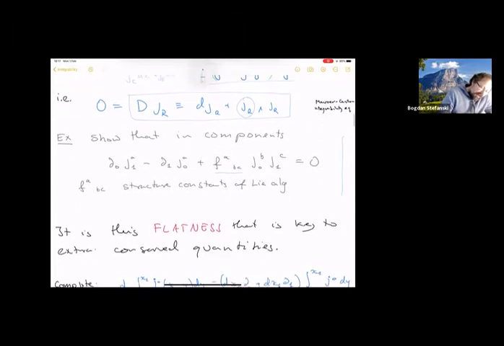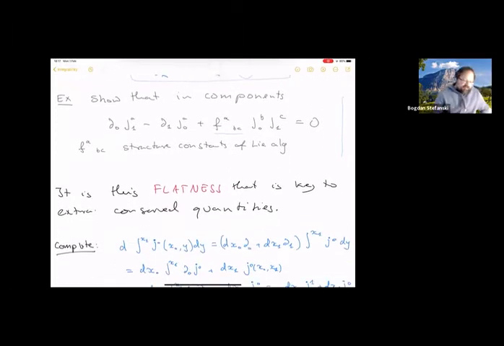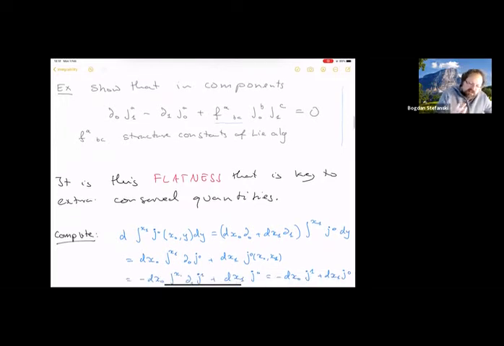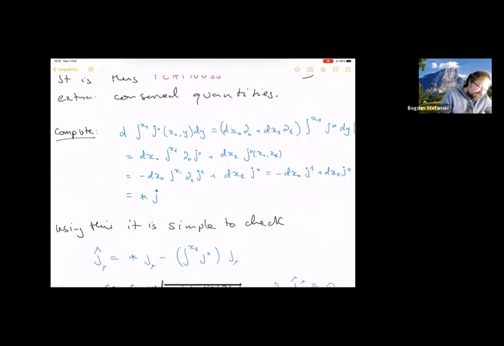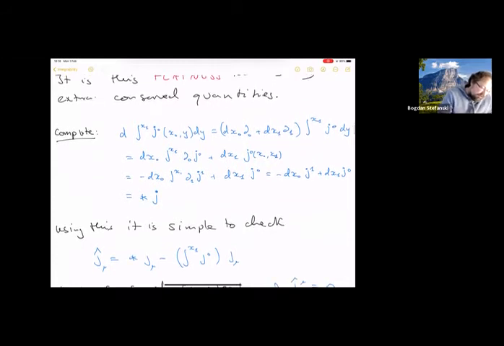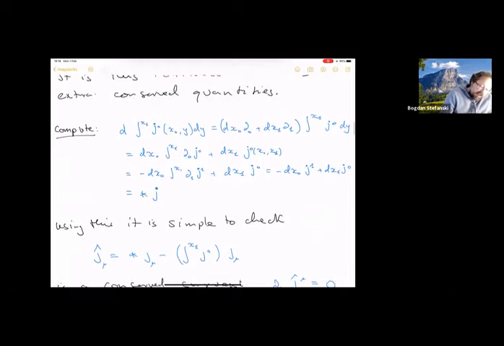Okay, now it's precisely the flatness of this connection, the flatness of these currents, rather, sorry, that allows us to find extra conserved quantities. So I want to do a little calculation again, which is going to get you halfway there, and hopefully you'll be able to complete the calculation to see how you get these extra conserved quantities.